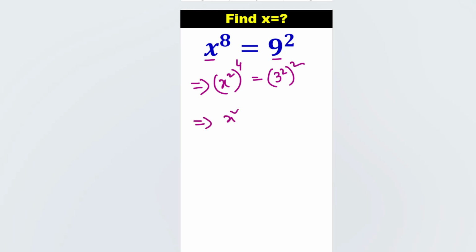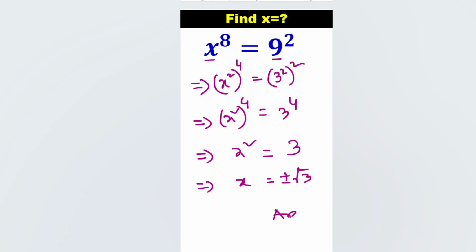Next line we can write it this way, 3 to the power 4. Look, here the power and power are the same. It means both sides' bases become equal. So what will be the answer? Here x squared equals 3. So if we take the square root of both sides, it will become x equals plus minus root 3. This is the answer. Thank you.